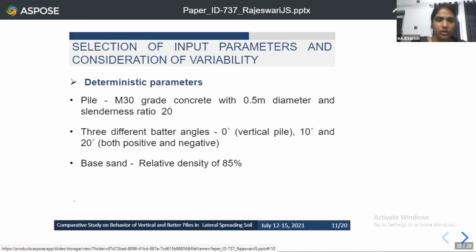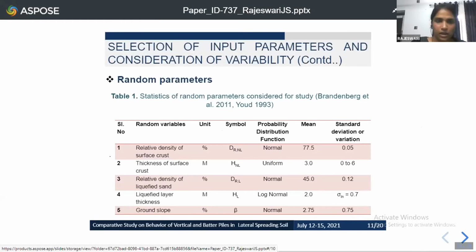The various random parameters and the associated variability were estimated based on the information available in the literature. This table presents the various random parameters considered, and in this study we have considered 5 variables: relative density of surface crust, thickness of surface crust, relative density of liquefied sand, liquefied layer thickness, and the ground slope.